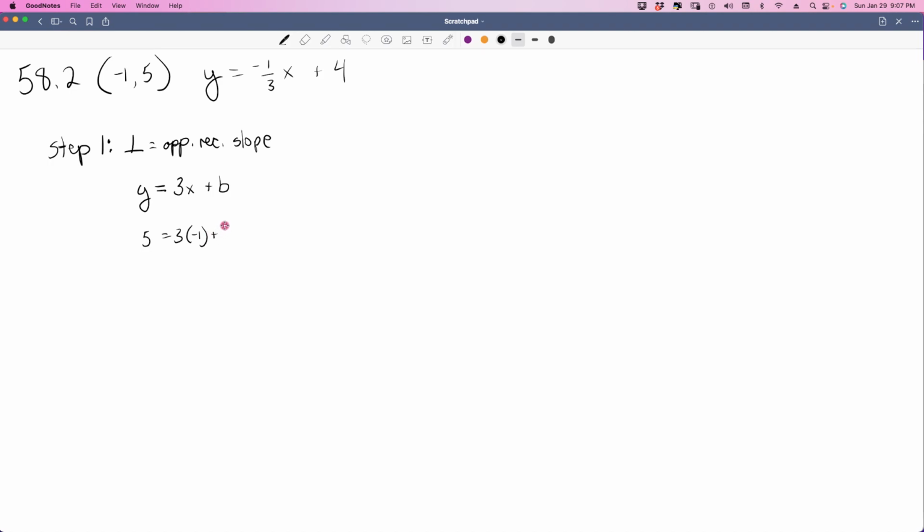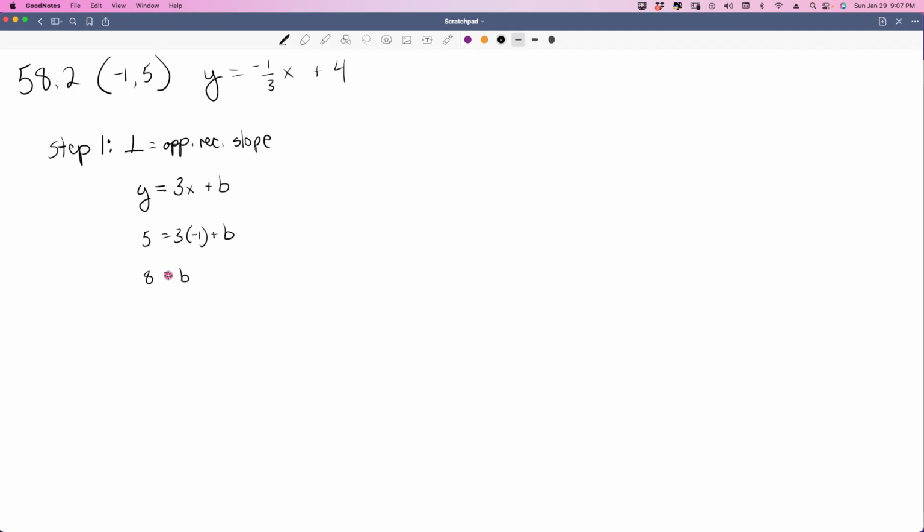And that's going to give us our b value, which is going to tell us what the line is equal to. So let's do that. That's going to be -3. We're going to add 3 to both sides. So 8 is going to be the value of b. All right, so there is our b value.